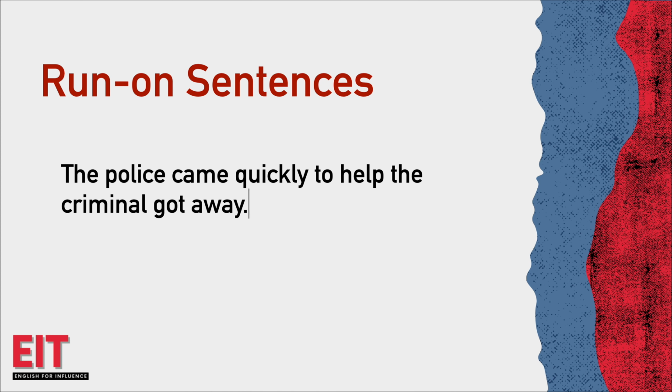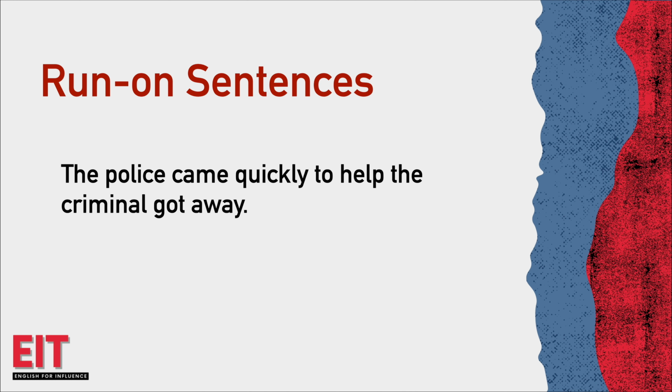Without further ado, let's get started by looking at this sentence. The police came quickly to help the criminal got away. If you look at this sentence, it makes you want to scratch your head and ask, why would the police come to help the criminal get away? It doesn't make sense, right? This sentence is problematic primarily because the meaning is not clear and actually confusing.